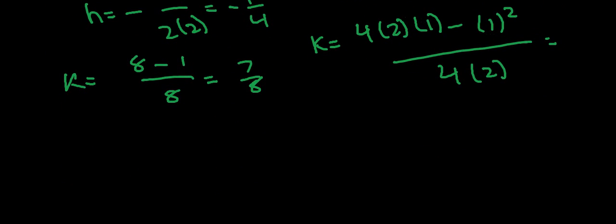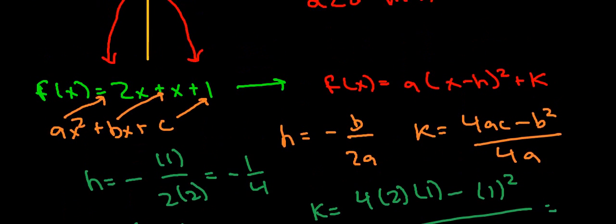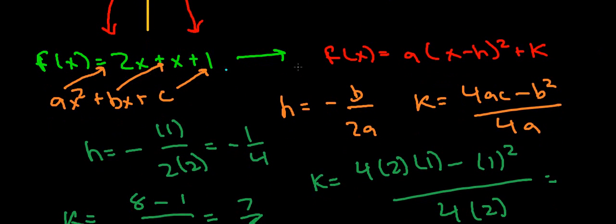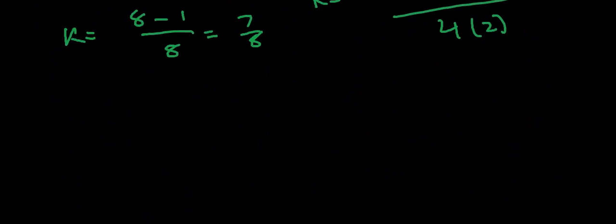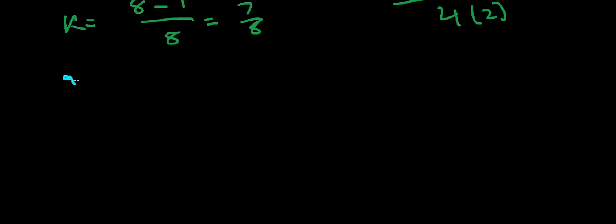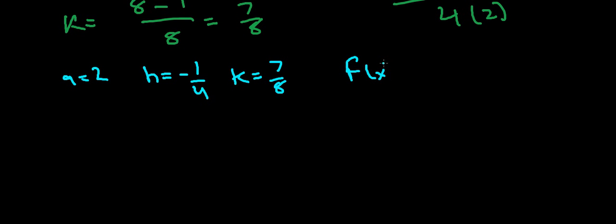So let's write all of our values down here again. We looked up here in our original equation, and we saw that our a is 2. So our a is 2. Our h is minus 1/4. And our k is 7 over 8. So now we just put it into our equation.